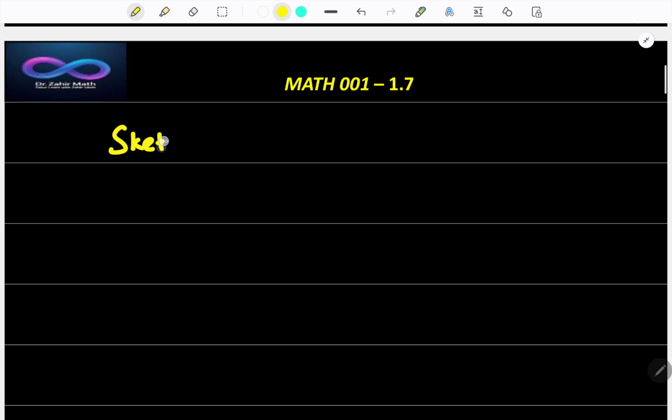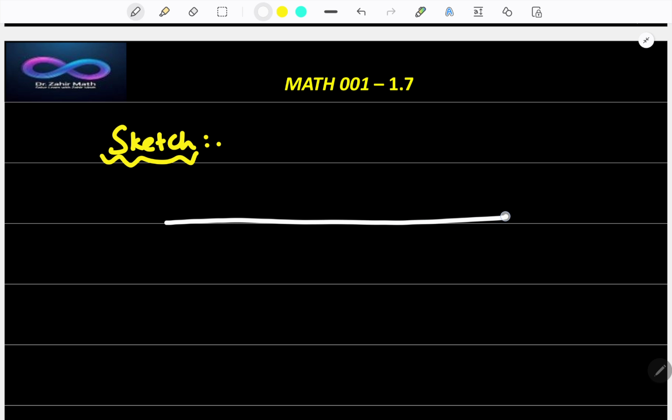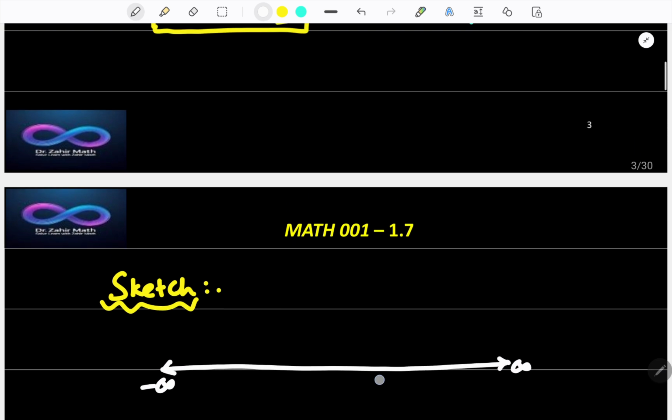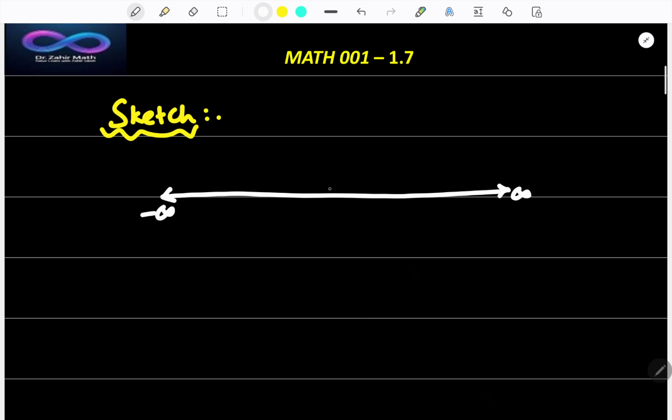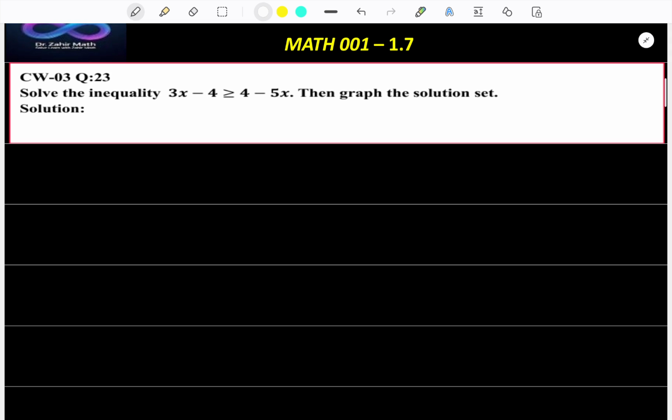So let us do the sketch. What do you mean by sketch? Sketch means you're going to draw. So this is your line, infinity and minus infinity. X is less than 3 by 2. So this is 0, this is 1 and this is 2. 3 by 2 means 1.5. X is less, and less means all these sides will be taken, right? So x is less than 1.5. So you're going to use this bracket. Clear? Right. Let's go to the next question.